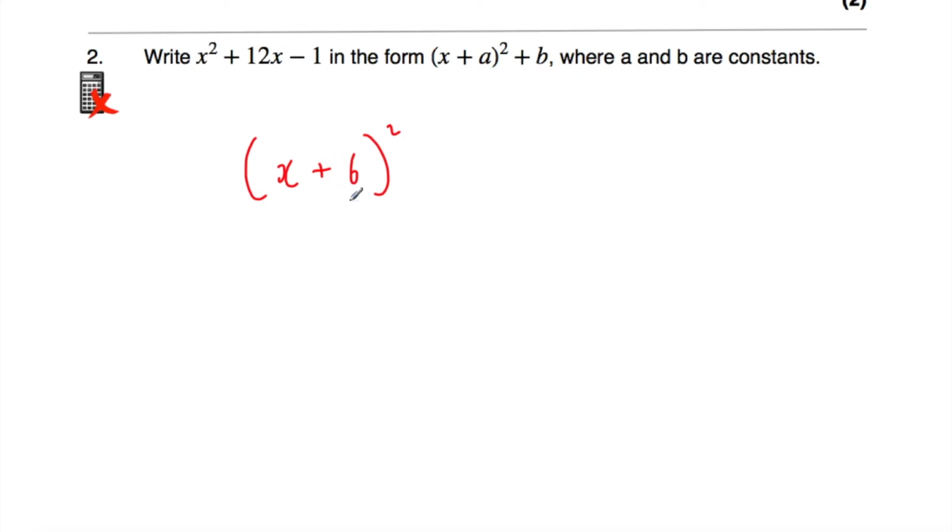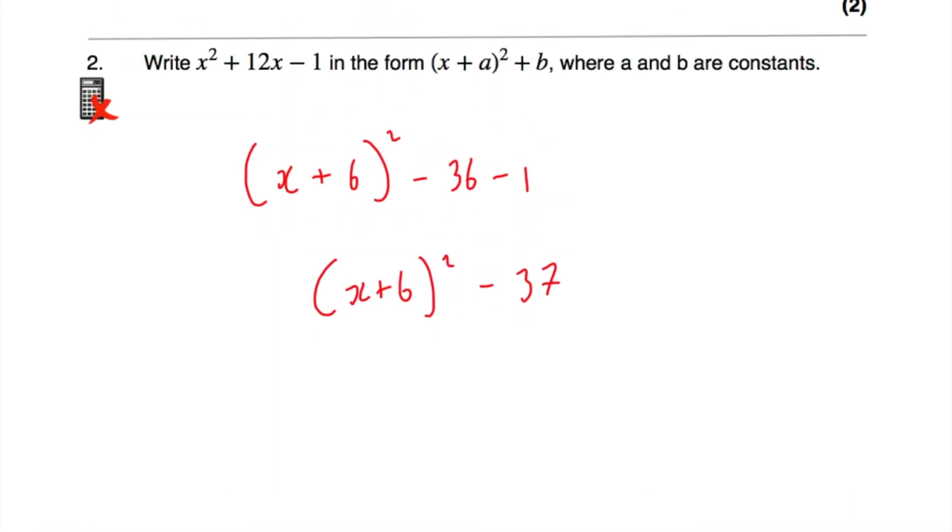I'm now going to take away whatever I get when I square this. 6 squared is 36, so take away 36, and then we've got our minus 1. Minus 36, take away 1 would be minus 37, so that'll be (x plus 6) squared minus 37. And that's it, we've done completing the square. We've written this quadratic in the form of (x plus a) squared plus b, and our answer is (x plus 6) squared minus 37. Okay, let's have a look at our next question, question number 3.